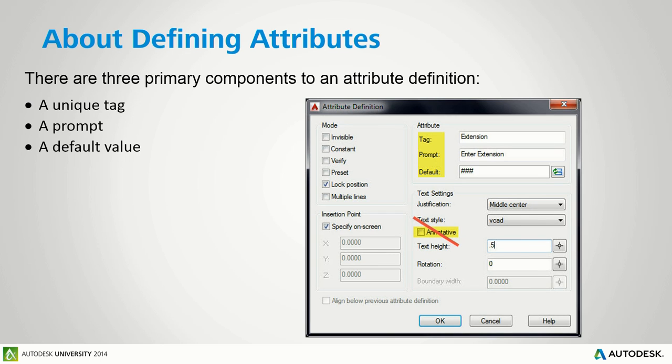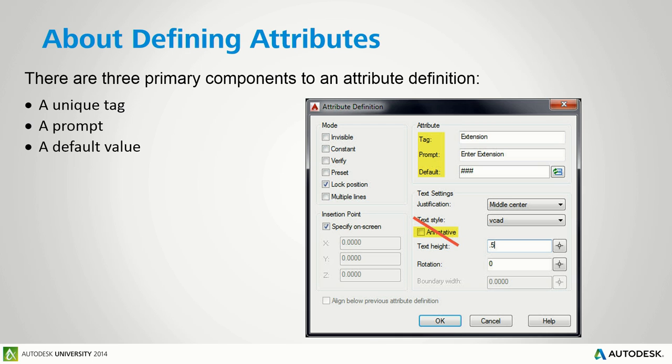On this slide, I say there are 3 primary components to an attribute. There's actually more, but the main thing you need when defining an attribute is a unique tag. If you're familiar with databases, and that includes Excel, you're going to have a tag, which is basically your field. And that tag is placed up here under the attribute creation portion. You also will have a prompt. This is what you're asking from the end user.